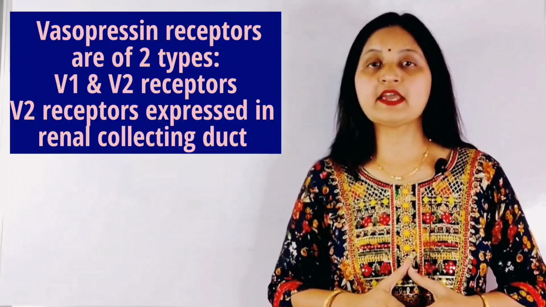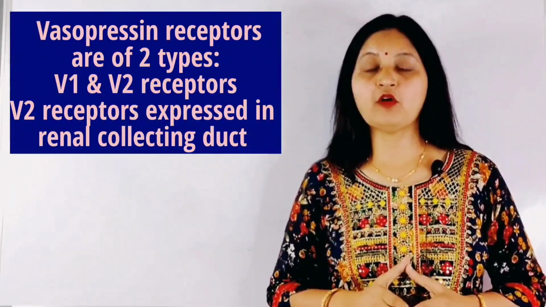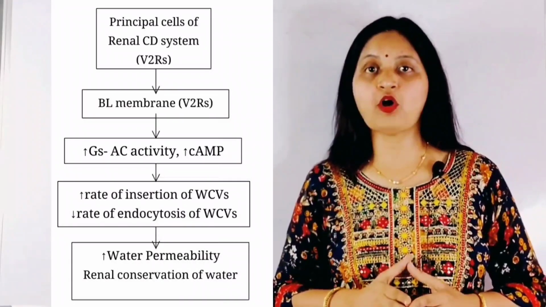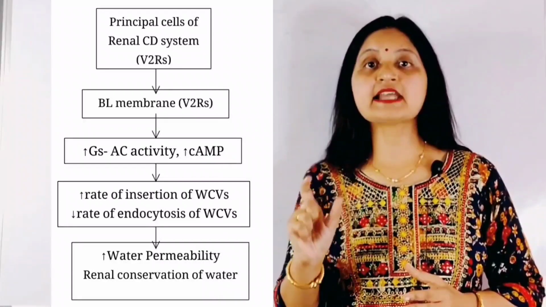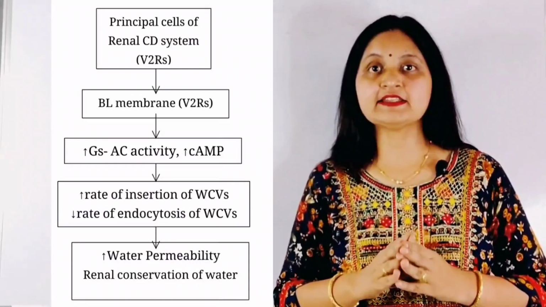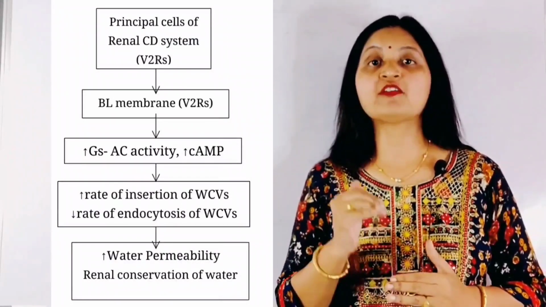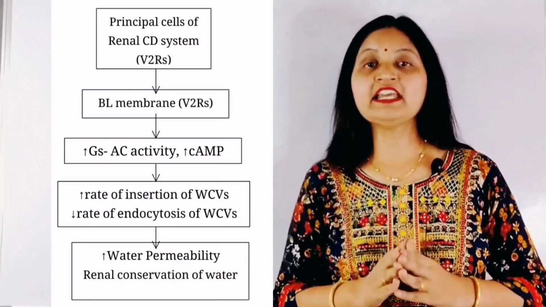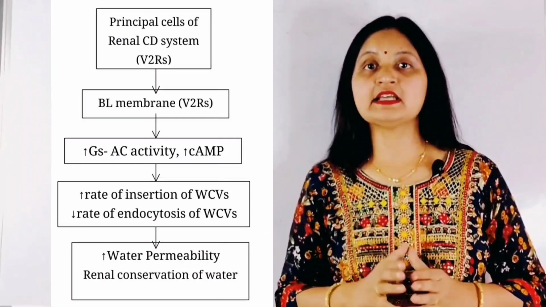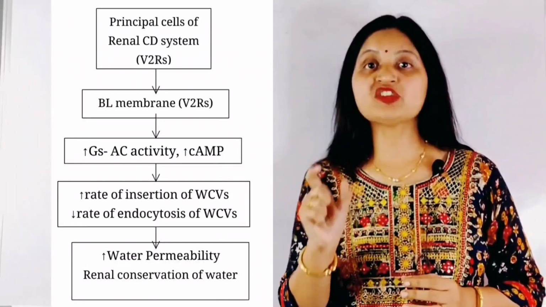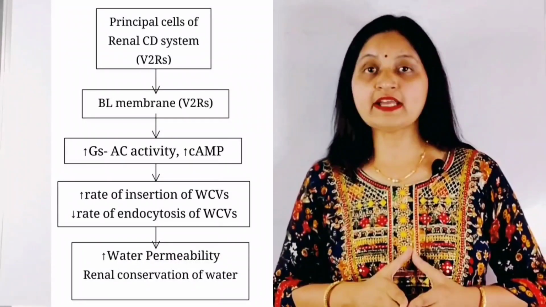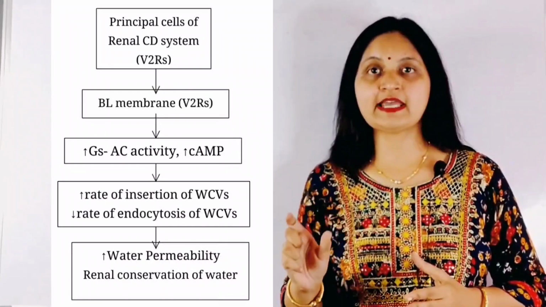The V2 receptors are expressed on the basolateral membrane of the collecting duct, and stimulation of V2 receptors causes activation of the Gs adenylyl cyclase pathway. So increased stimulation of adenylyl cyclase enzyme causes increased formation of cyclic AMP. So increased formation of cyclic AMP increases the insertion of the water channel vesicles in the apical membrane and reduces endocytosis of the water channel vesicles.